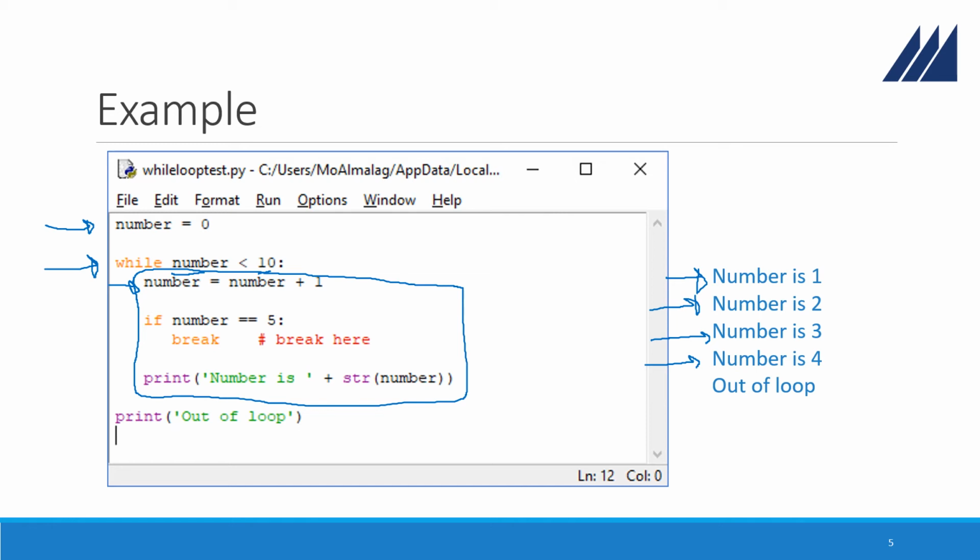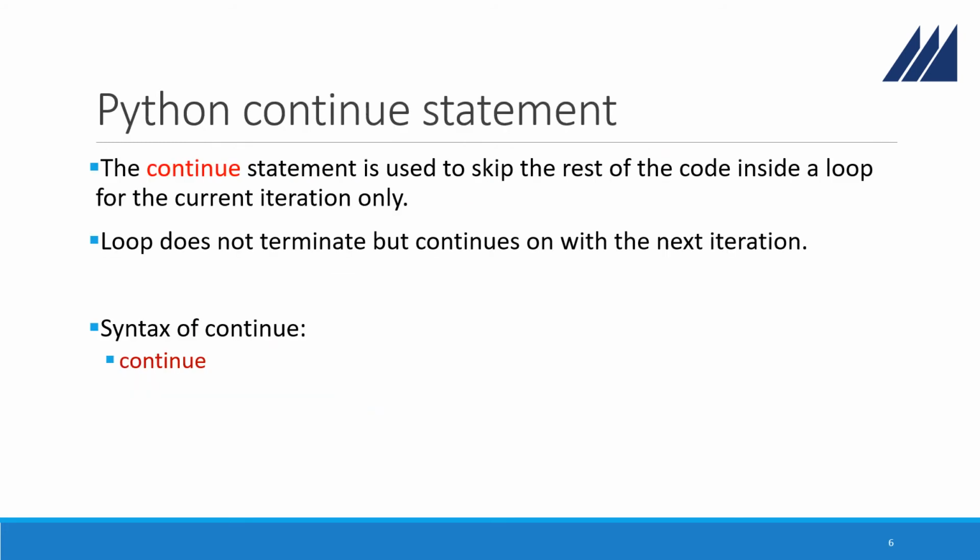Is 5 equal to 5? Yes. So we're going to execute this statement, which is going to say break, and we're going to exit the while loop and print out this line, which you see over here. You see, we get out of the loop even though number is still less than 10. Okay, so that's the break statement.